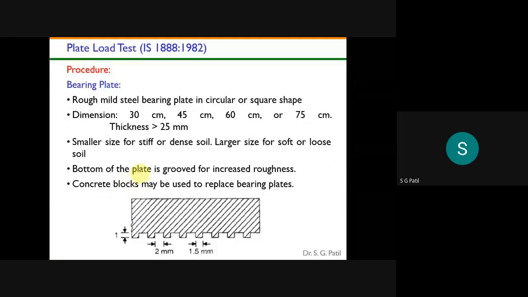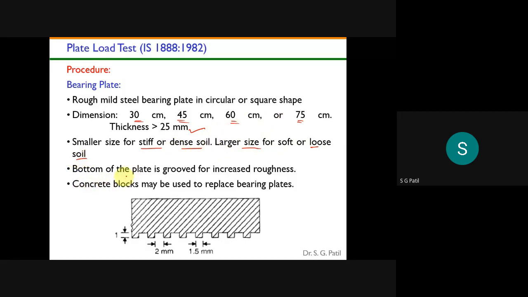Now, there are different types of plates available in the market, with different dimensions. There will be a circular one as well as a square one. Dimensions like 30 centimeter, 45 centimeter, 60 centimeter, 75 centimeter, different kinds of plates will be available. Depending on the size of your foundation, you can choose these plates, and the minimum thickness of the plate should be 25 mm. Use the smaller size for stiff or dense soil, and the larger size for soft or loose soil. Accordingly you can use whichever size.